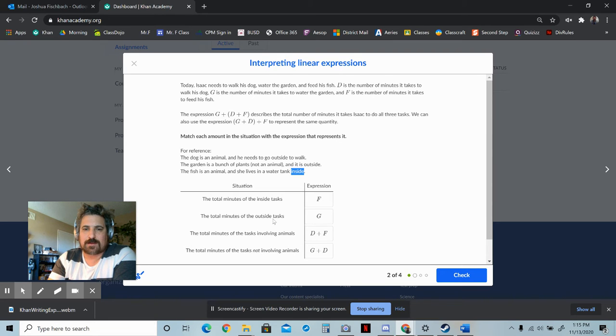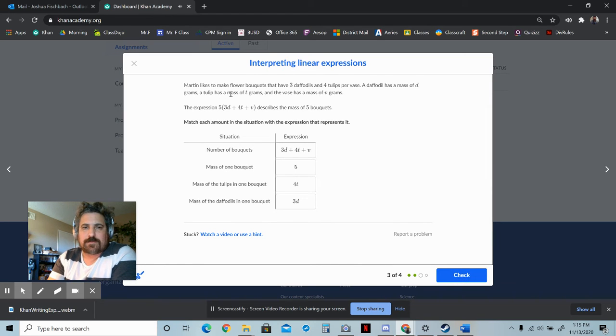The total minutes of the outside tasks, well, that would be the dog and the garden, right? So D and G together. Okay, the total minutes of the tasks involving animals, well, that would be the dog and the fish. The garden is not an animal. It says here, not an animal. So that means that you're looking at the dog and the fish. And the total minutes of the task not involving animals, that would be the garden on its own. So that's it.